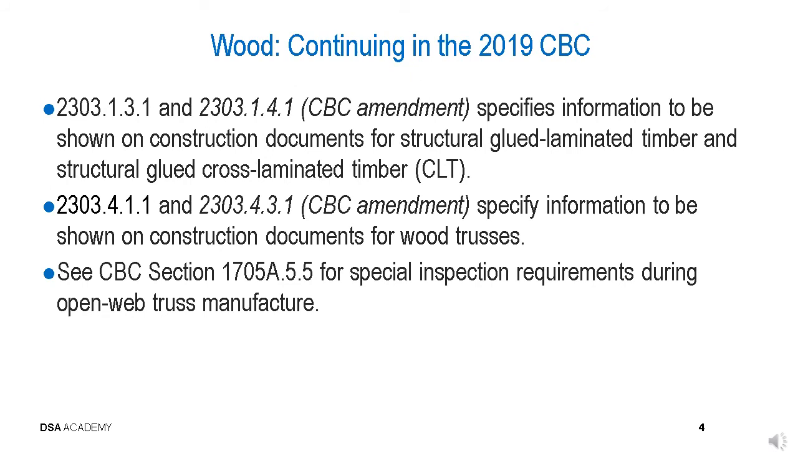Continuing with the existing DSA requirements, 2303.1.3.1 and 141 specifies information to be shown on the construction documents for glue lam and cross-laminated timber. If you remember, cross-laminated timber was added to the code in the 2016 code. 2303.411.431 specify information to be shown on the documents for trusses. And 1705A55 includes special inspection requirements during the manufacture of open web trusses.